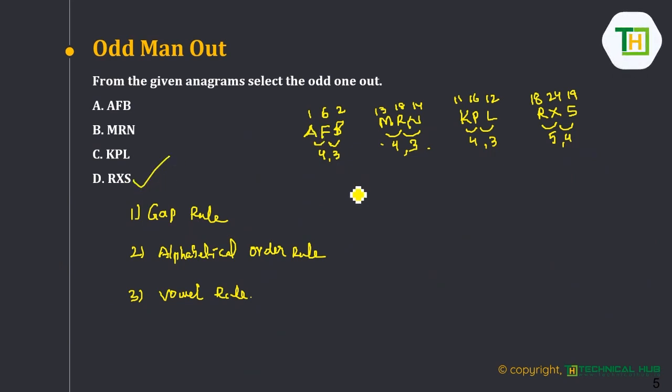Suppose the gap rule fails, meaning you can't find the option using the gap rule. Go for your alphabetical order rule. If the alphabetical order rule also fails, go for your vowel rule, not directly the vowel rule. So this is step by step. Clear? So the answer is RXS.